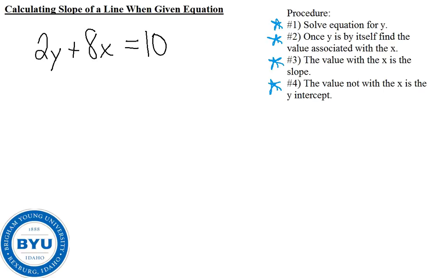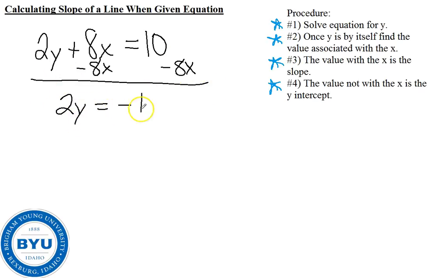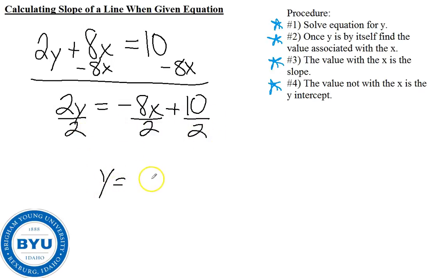So let's do one more example here. Let's say we had 2y plus 8x equals 10. I know this is a line because there's a y and an x and no exponents. So first of all, I'm going to solve the equation for y. Let's subtract the 8x from both sides. When I do that, I get 2y equals negative 8x plus 10. Y is still not by itself, so let's divide everything by 2. I get y equals negative 4x plus 5.